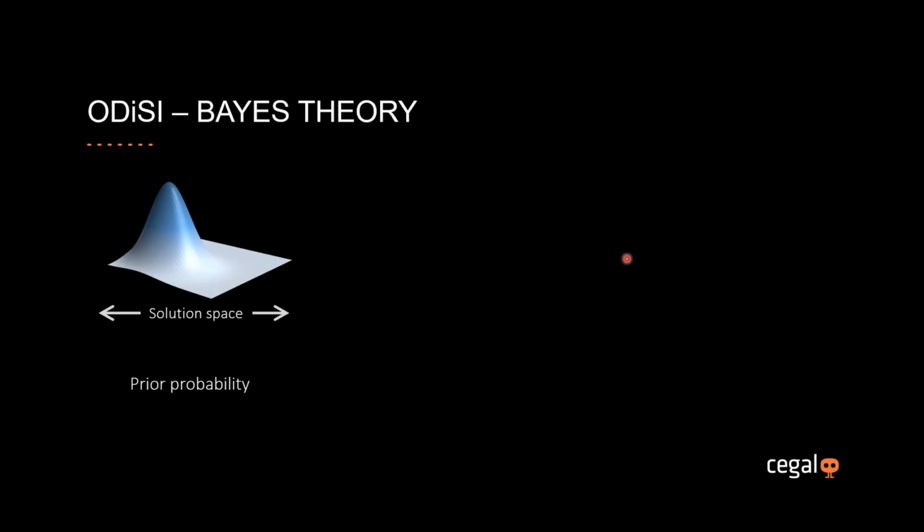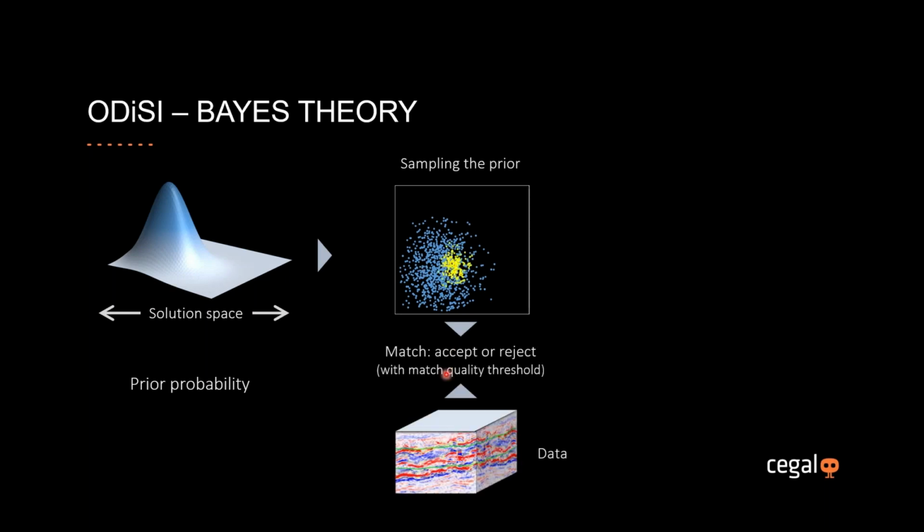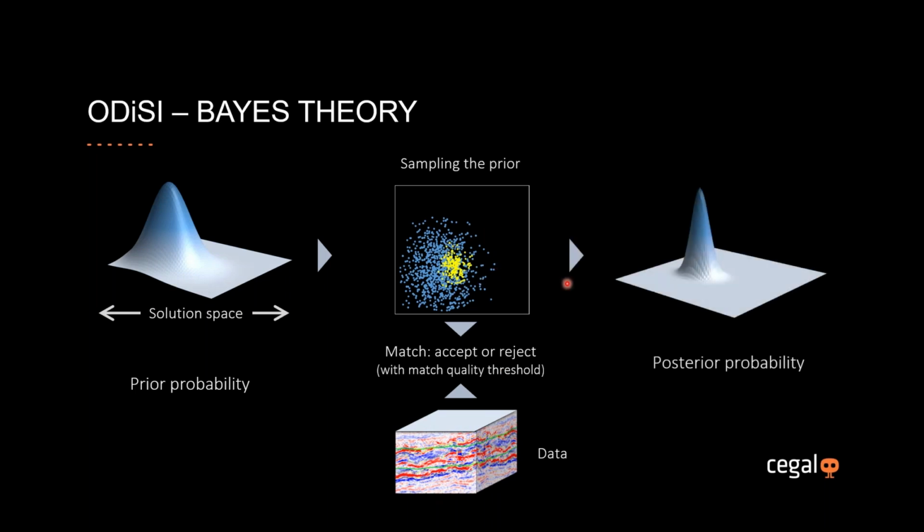The inversion problem can be defined as a solution space, which is our prior probability in Bayes wording. ODiSI will sample the prior by creating synthetics based on rock physics models and compare the sample to the data or seismic and accept or reject the sample based on a quality threshold. The quality threshold for ODiSI is a RMSE, root mean square error. The selected sample, here in yellow, can then be represented in the same solution space. It's our posterior probability, which is narrower than the prior.